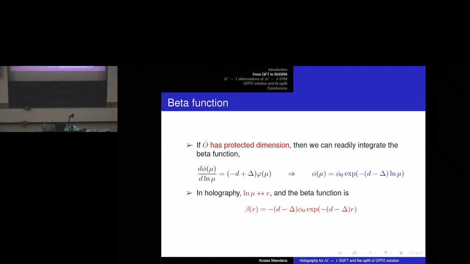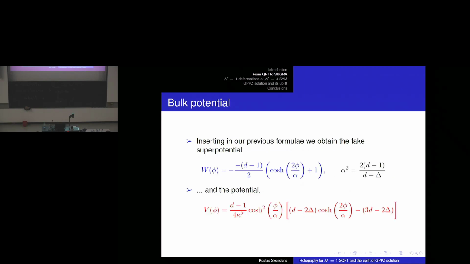And then in holography, the renormalization group scale is related to the radial variable. So for this specific case, in this setup, we know what the beta function is exactly, just from quantum field theory arguments. Okay, so now that we know the beta function, I could just use the formulas I had earlier. And now we get the formula for the superpotential and the formula for the potential. Okay. So now we managed to go directly from quantum field theory to supergravity using a rather simple argument.